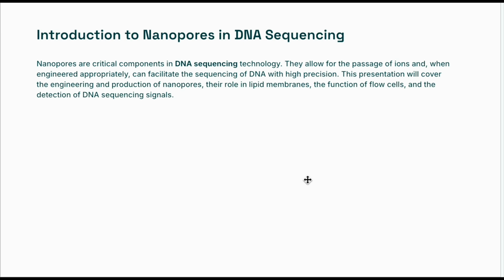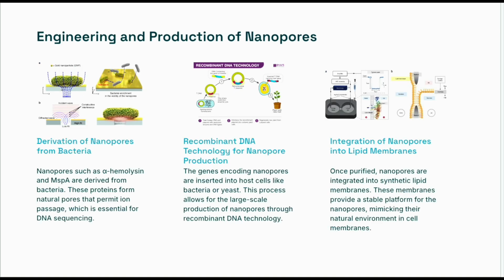Nanopores are critical components in DNA sequencing technology. They allow for the passage of ions and, when engineered appropriately, can facilitate the sequencing of DNA with high precision. We will cover the engineering and production of nanopores, their role in lipid membranes, and the function of flow cells.